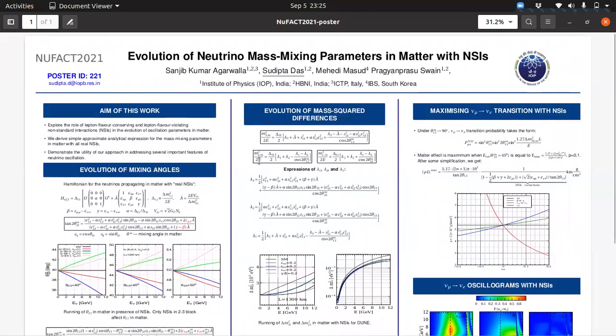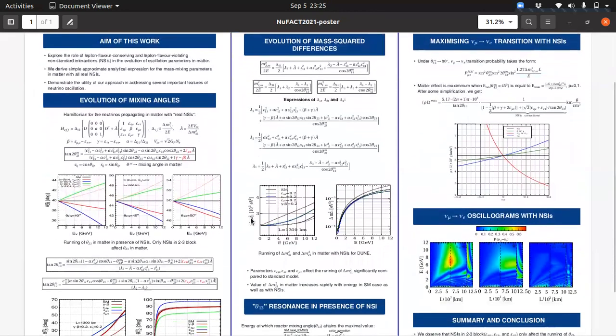We have plotted these two modified mass square differences as a function of energy. We can see that among these two mass square differences, delta m 2 1 square m increases hugely with energy and can reach up to an order of 10 to the power minus 3, which is the same order as the value of theta 1 3m in vacuum.